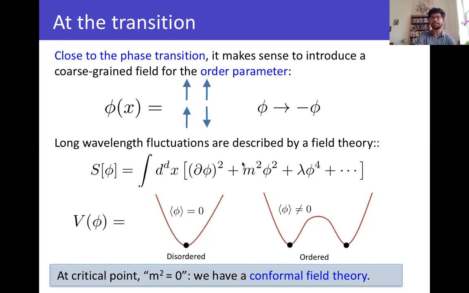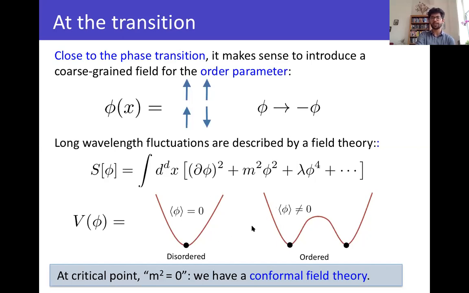On the other hand, if the sign of m^2 is negative, then this field theory potential looks like this. And now phi is going to settle down to the bottom of this potential. And now the VEV of phi is not zero, and therefore the symmetry is spontaneously broken. This is the ordered or ferromagnetic phase. As you can see, tuning m^2 from positive to negative takes us through the phase transition.